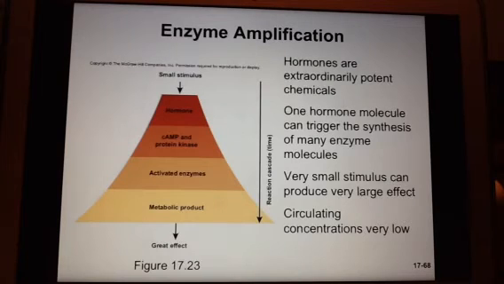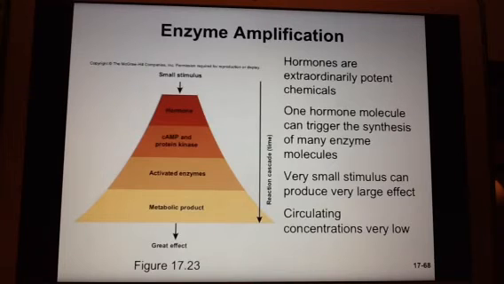Okay, so not only is the hormone reaching the target cell, but as we just saw in that last example, they can trigger a cascade of reactions. So they are extremely potent chemicals. So one hormone molecule is not just triggering one reaction molecule. It's bigger than that. So one hormone molecule can trigger the synthesis of many enzyme molecules.